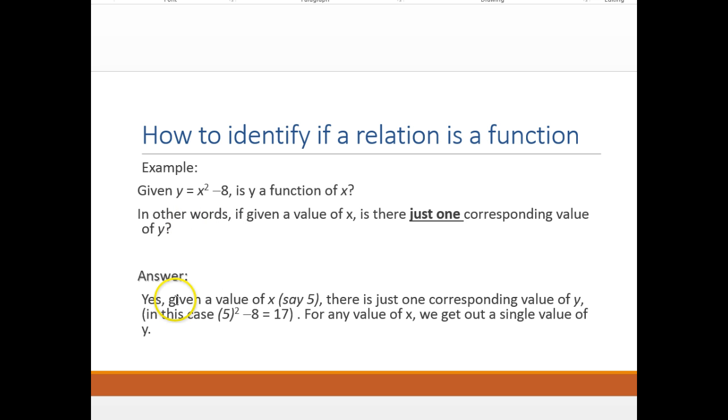In this case, yes. If we pick some arbitrary value, say x is 5, whenever we plug x into our equation, we get 25 minus 8, which is 17. And every time we plug in that x value, we're going to get out that 17, that y value. So therefore, for every value of x, there is just one value of y we get out.